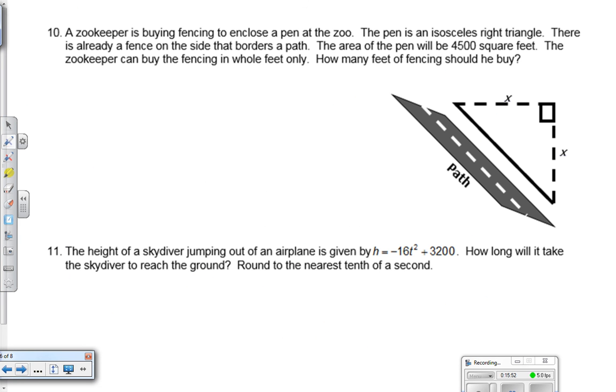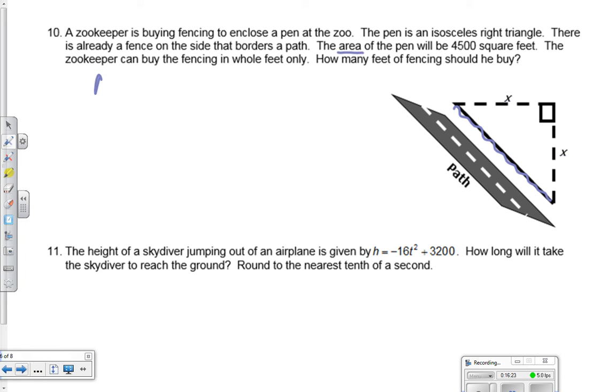Okay, a couple more. So a zookeeper is buying fencing to enclose a pen at the zoo. The pen is an isosceles right triangle, and there's already fence on the side that borders the path. So that's this right here. We already have the fence there. Okay. The area will be 4,500 square feet, and they can buy fencing in whole feet only. How many feet of fencing should he buy? Okay, so we're trying to find the outside edges, right? They've given us the area. Well, that's an important clue as to how to start this, okay?